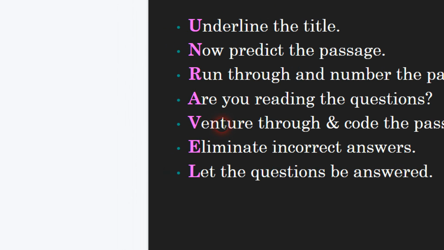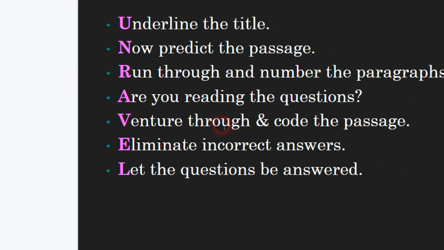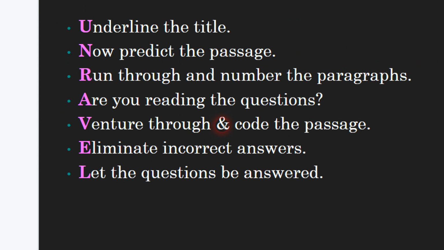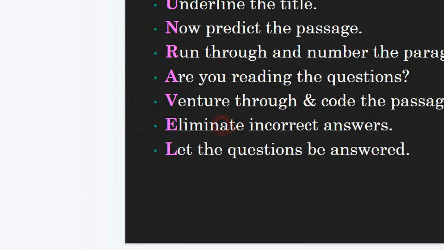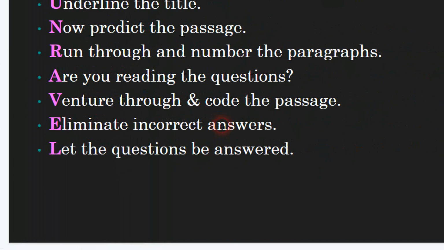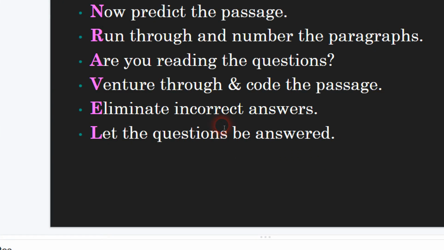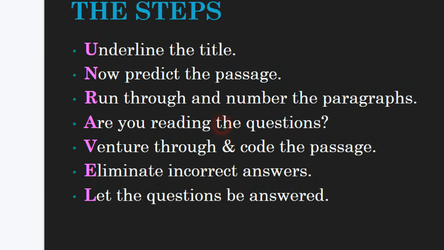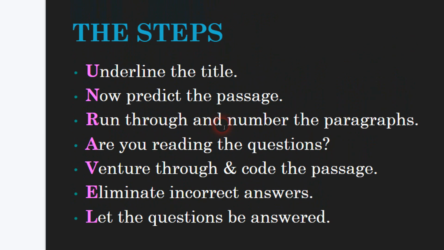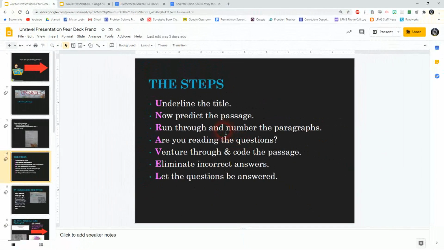Then I said that normally you would venture through, which means read the passage and maybe do those codes like stars and underlines. But a lot of times online, you can only do that in small group maybe, but we can't always do it. But the last two you can. You can eliminate the incorrect answers and answer the correct choices for the questions, okay? So that is how an Unravel works. And that is not today's lesson, though. That was the lesson from the other day. And I just wanted to do a quick review, real quick.